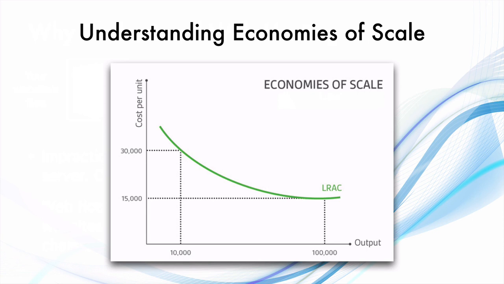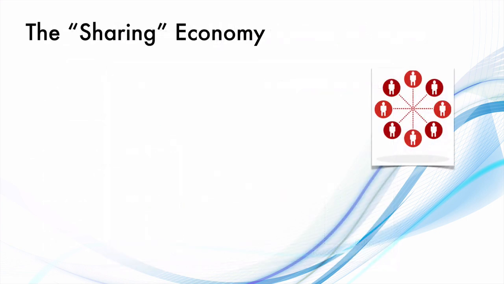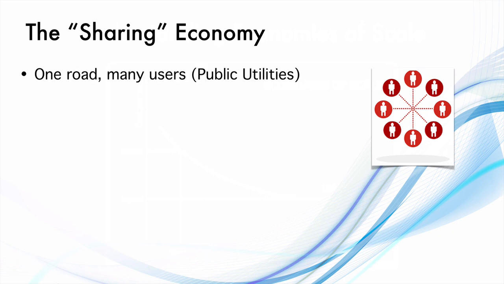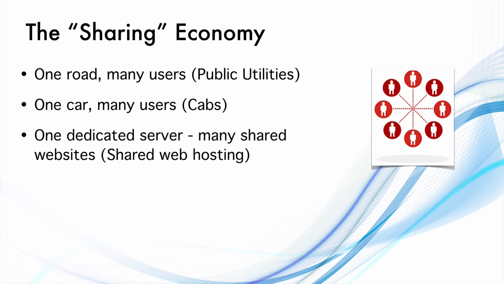So you can go ahead and Google about economies of scale, read a Wikipedia article, or watch a few YouTube videos. So that's what we are looking at here. When there are a lot of units in a single production line, the cost per unit comes down. So that is what the sharing economy is all about, right? One road, many people who use it, these are public utilities, and one car, many people use it, these are cabs. One dedicated server and many shared websites. So this is basically shared web hosting.